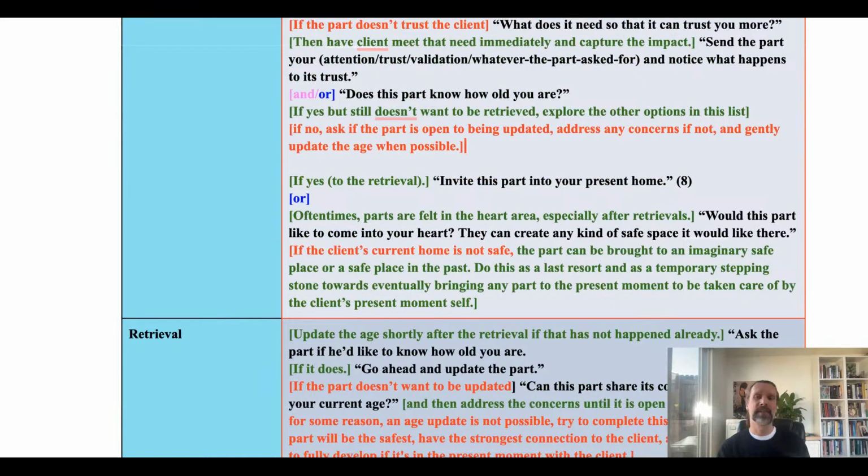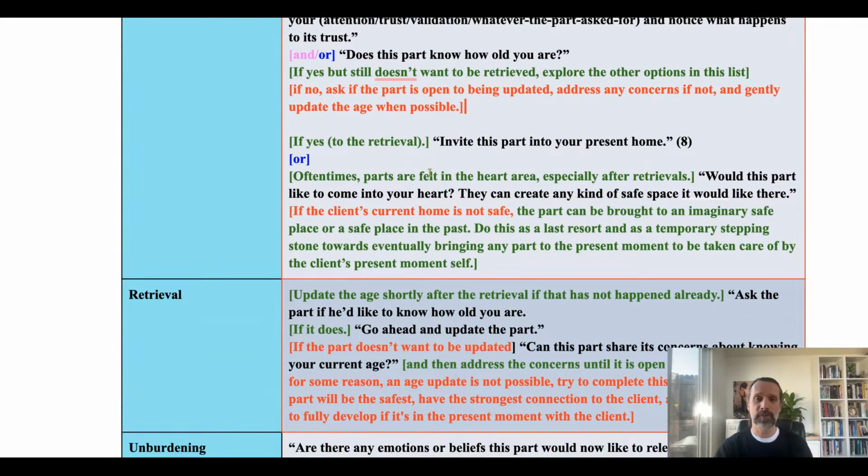If you get the yes, and this is my bias, just go to invite this part into your present home. Oftentimes parts are felt in the heart area, especially after retrievals. So I like to ask, would this part like to come more into your heart? They can create any kind of safe space it would like there. And now I've gotten into the habit of simply saying both. It would sound something like, would this part like to join you in the present moment? You can show it your home. And if it'd like to, it can come more and more into your heart.